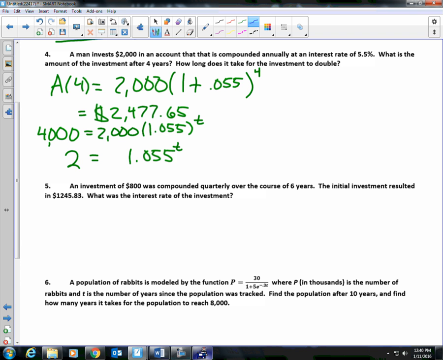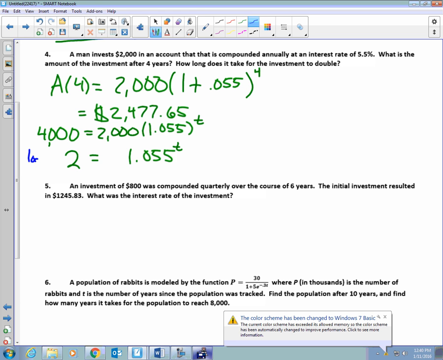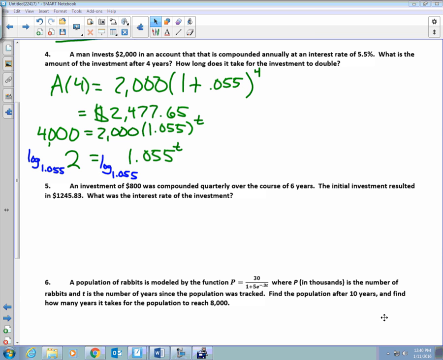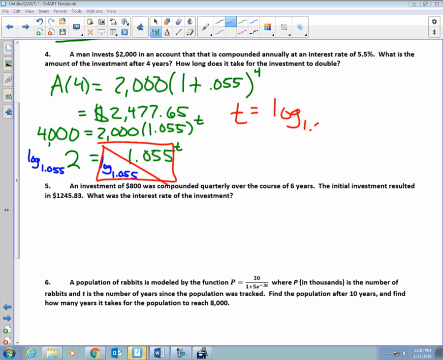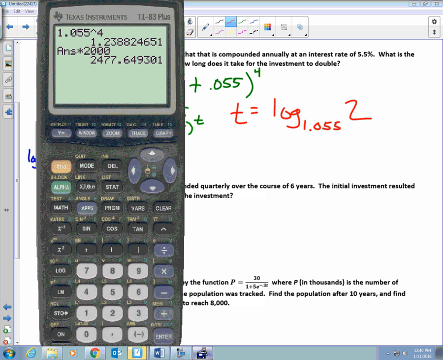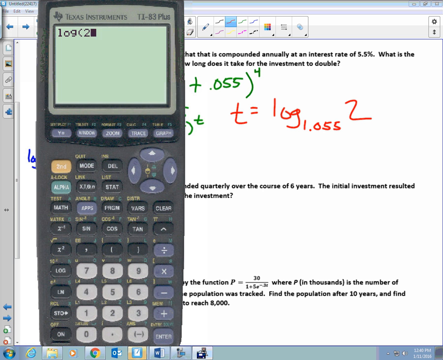Log base 1.055. Good. Log base 1.055, because you learned that there's this wonderful inverse operation between logarithms and the bases of exponentials. So those cancel, leaving you with t equal to log base 1.055 of 2. And thankfully, because we have such a wonderful formula, we know how to solve for that. Take the log of growth.